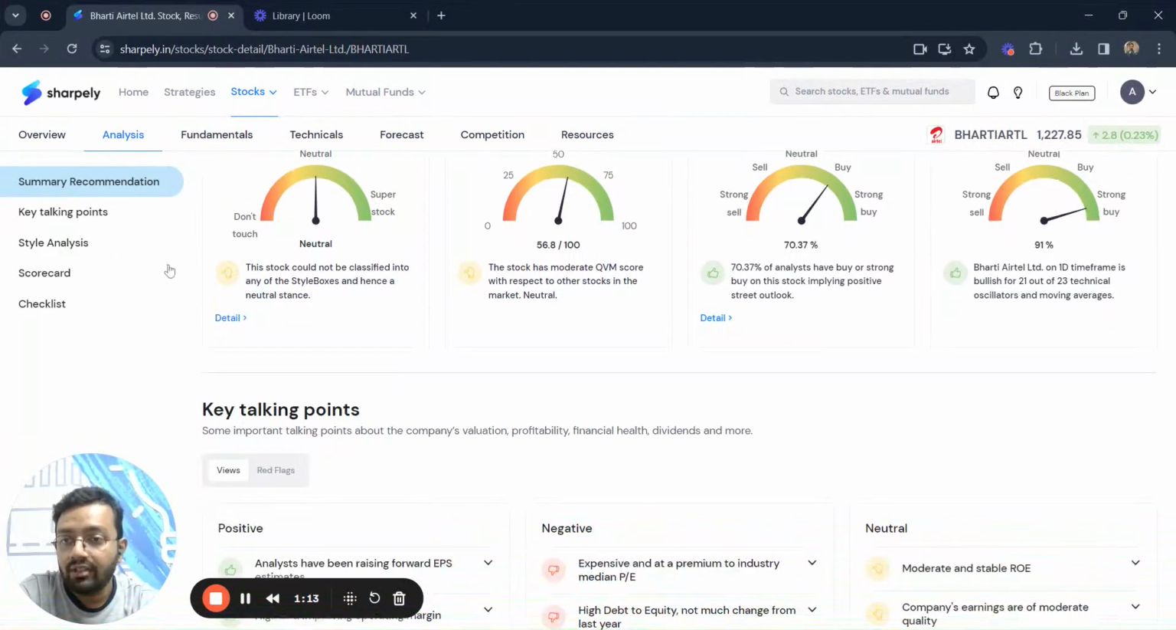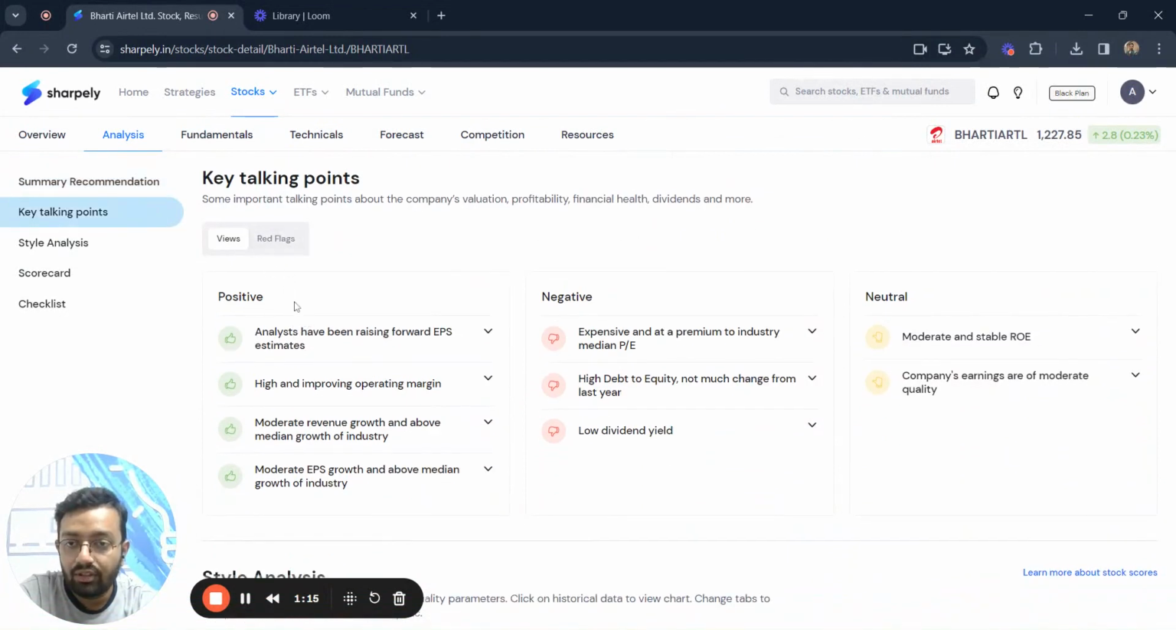Now, the second point is key talking points. In this section, you will be able to see positive, negative, and neutral points. For example, high and improving operating margin is a positive point.